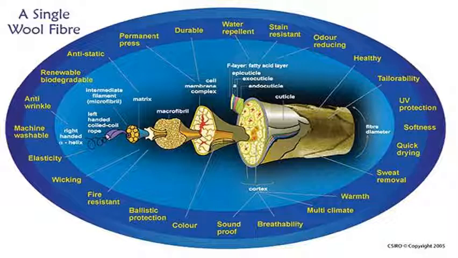In this picture you can see it is highlighting the structural details, the microstructure of the wool fiber at the center, and at the periphery we can see the different properties, like warmth, breathability, color, fire resistance, then elasticity, anti-wrinkle, anti-static, durability, water repellent, so many properties. These are the special properties which we are going to discuss in a separate lecture, that is the physical and chemical properties of wool.